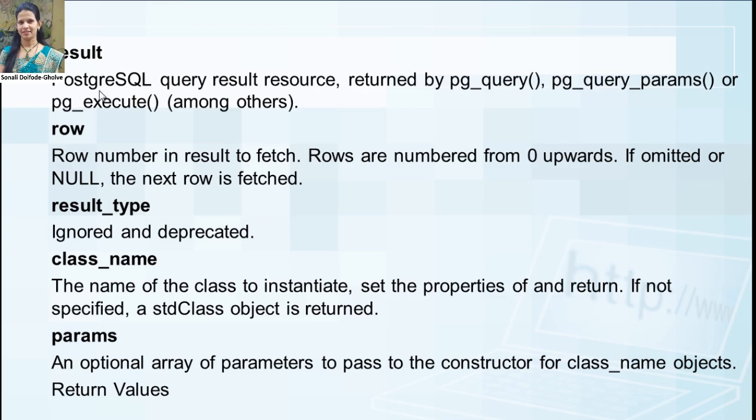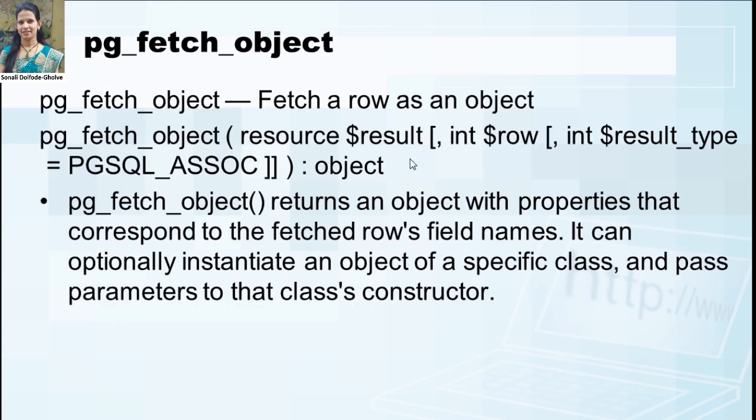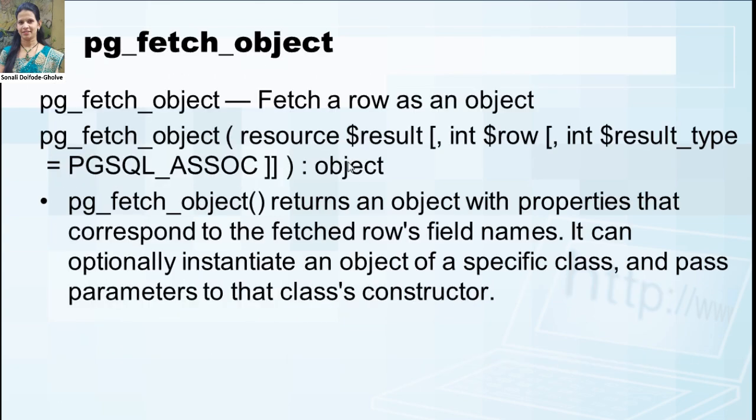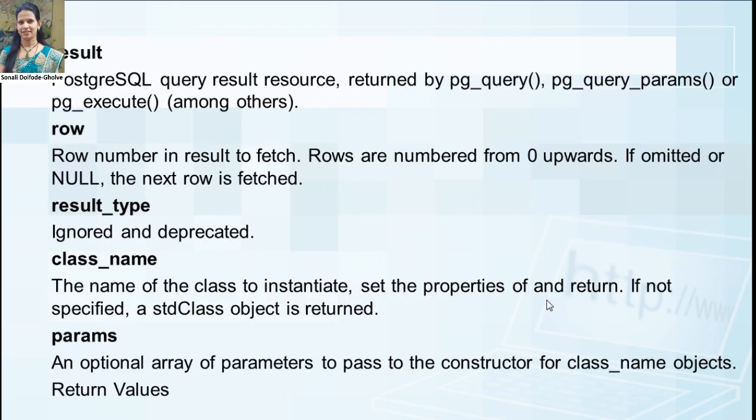Then the different parameters: first is the result. Then second is the row. Row number is the row of the result to fetch. Rows are numbered from zero. Here are the parameters: resource result, then the row, then the result type. This is your row number. Then result type is ignored and deprecated. Class name is the name of the class to instantiate. Then params is an optional array of parameters to pass to the constructor for the class name object. These are the different parameters. The compulsory parameter is the result, otherwise all are optional parameters.